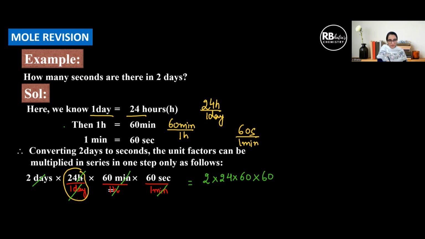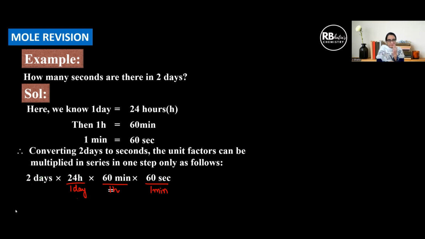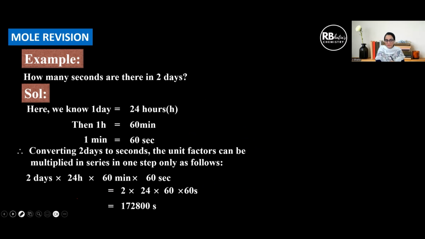And which unit am I left with? This one. What did we start with? 2 days. So 2 days is going to be these many seconds. What did we do? We have simply converted 2 days. We've multiplied with the unit factors till we reach the desired unit. Okay. So this is going to be our answer.